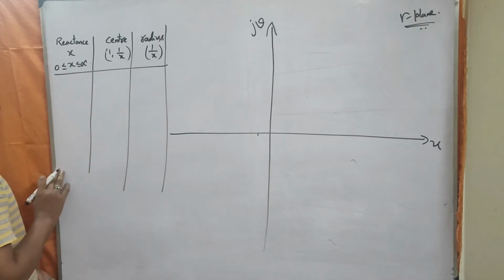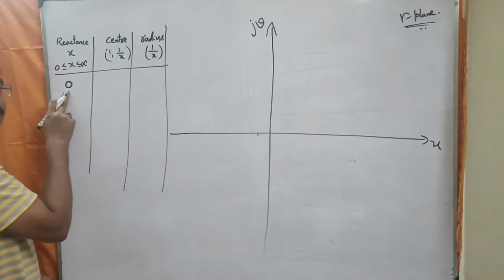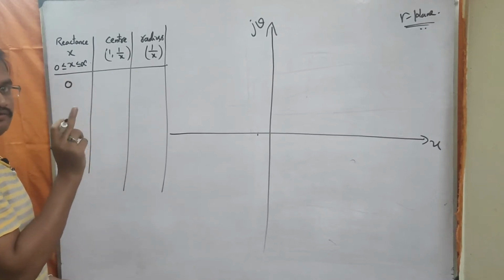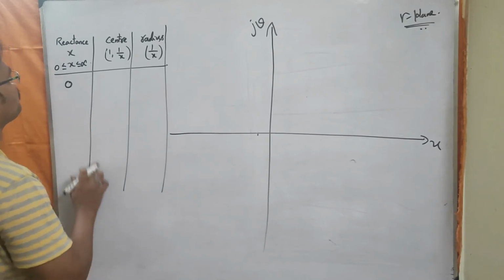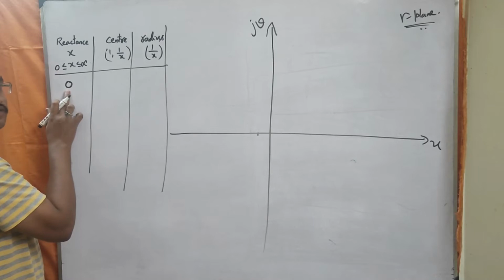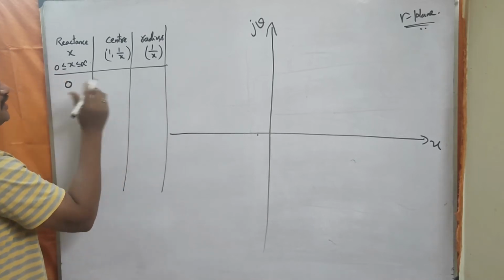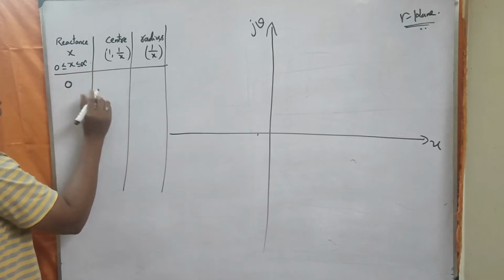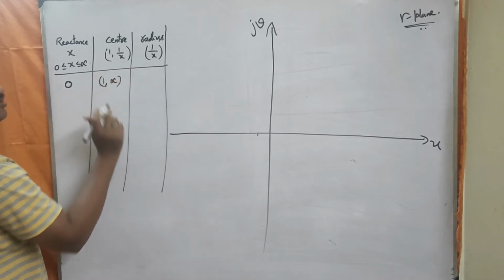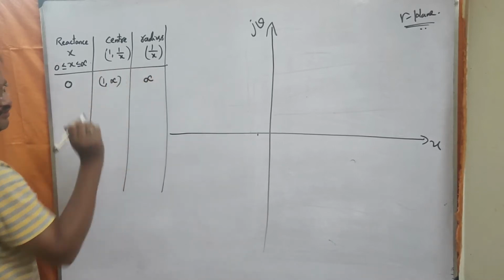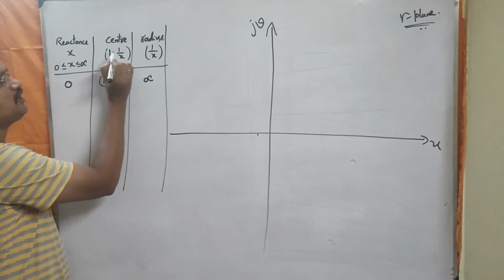Now let us consider x is equal to 0. For each value of x, we are going to get one constant reactance circle. So for x is equal to 0, what is the center going to be? Put x is equal to 0 here, what are you going to get? 1 comma infinity. And put x is equal to 0 here, what are you going to get? Radius is infinity.